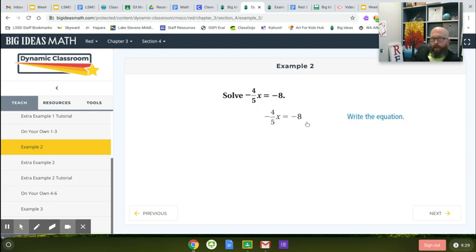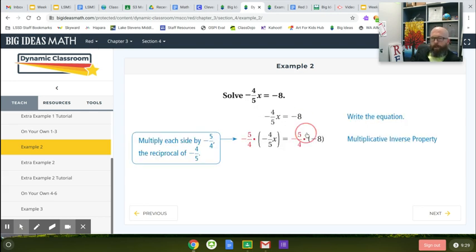So write the equation on your paper, step number 1. Step number 2, we're going to multiply each side by negative 5/4. So see how we just flipped and multiplied right here? So when I multiply by negative 5/4, I end up with 1 on this side, and so the x is going to be all alone. So multiply by the reciprocal, that's the same as dividing, isn't it? So don't divide, flip and multiply.